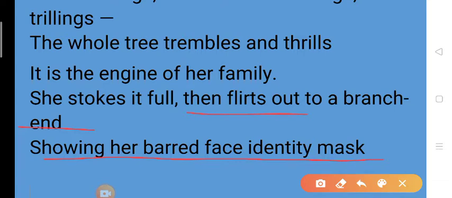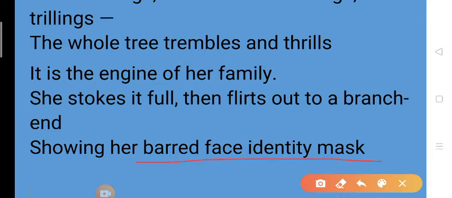Now understand here, this is an example of transferred epithet. What is transferred epithet? It is the figure of speech where the adjective is transferred to another noun. Her barred face identity mask is an example of transferred epithet in this poem. The flowers of the laburnum tree fall like bars, and when the bird sits behind the flowers, the shadow of the flowers on her face looks like she is wearing a mask that has bars on it.